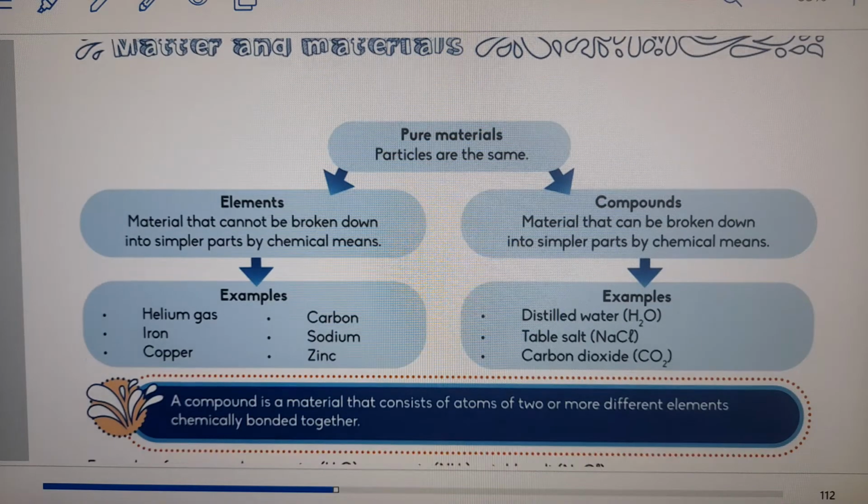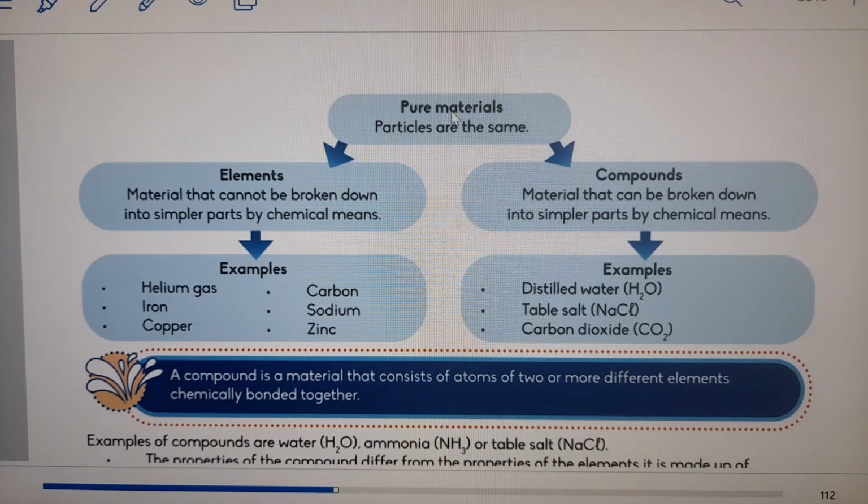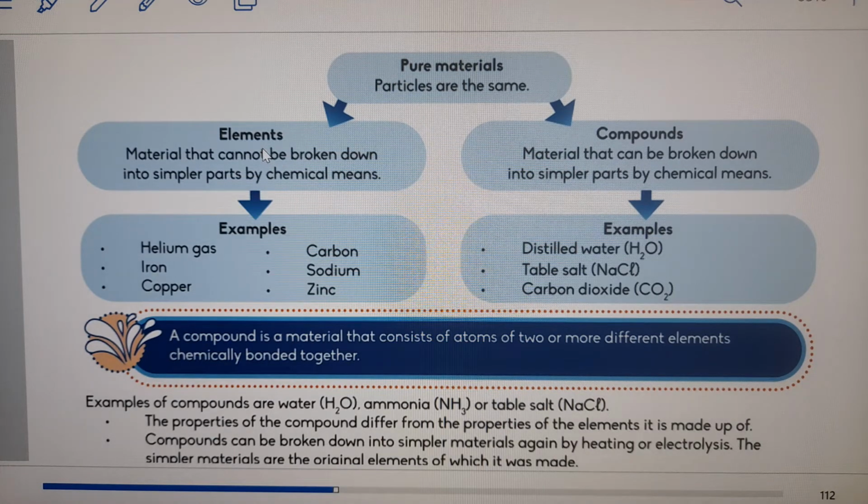Now when we look at materials, we have pure materials, which have particles that are the same. Pure materials are divided into two categories: we have elements and we have compounds. Elements, we know them, they are in the periodic table. Elements are materials that cannot be broken down into simpler parts by chemical means.